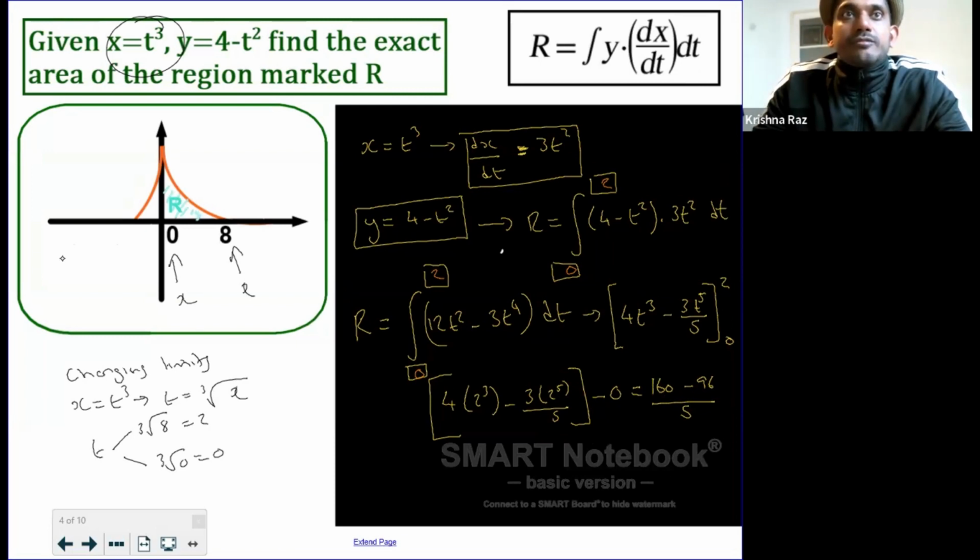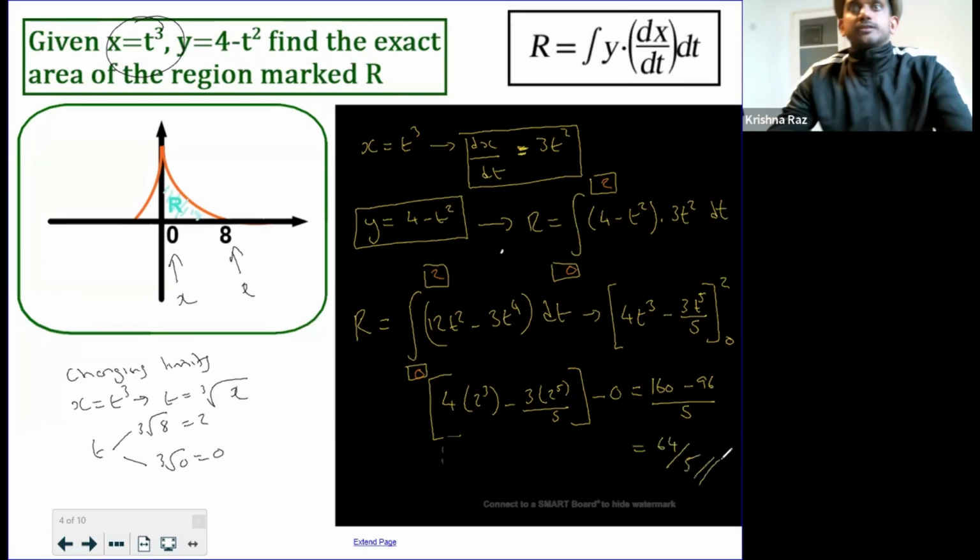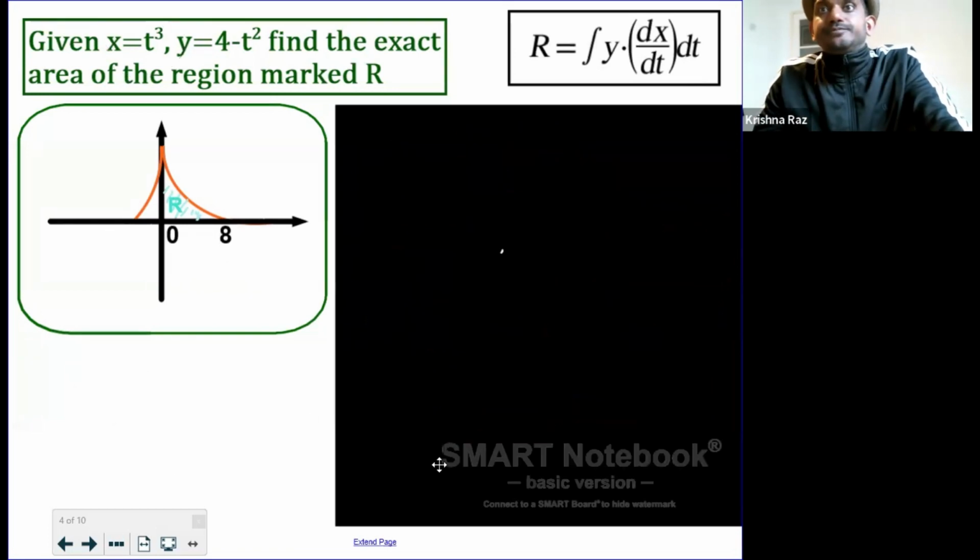And we have 64 over 5. So that is worked example number 1. Pause the video, write that all down, and then give this one a go.